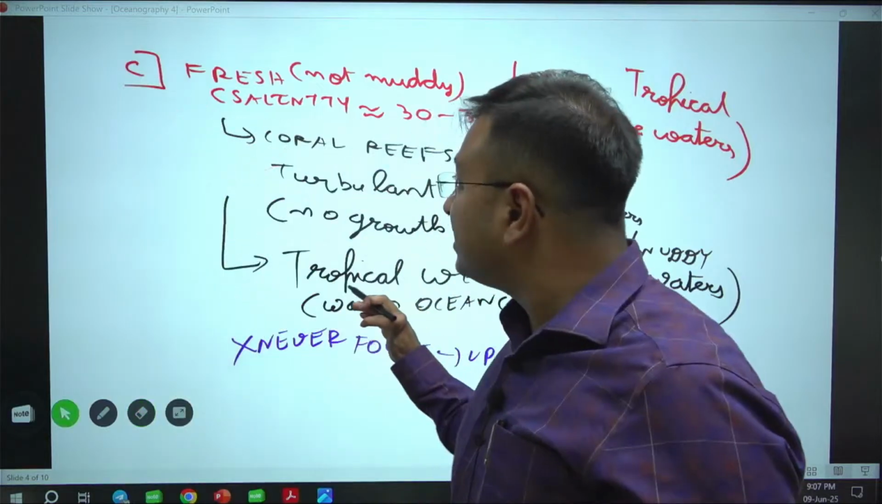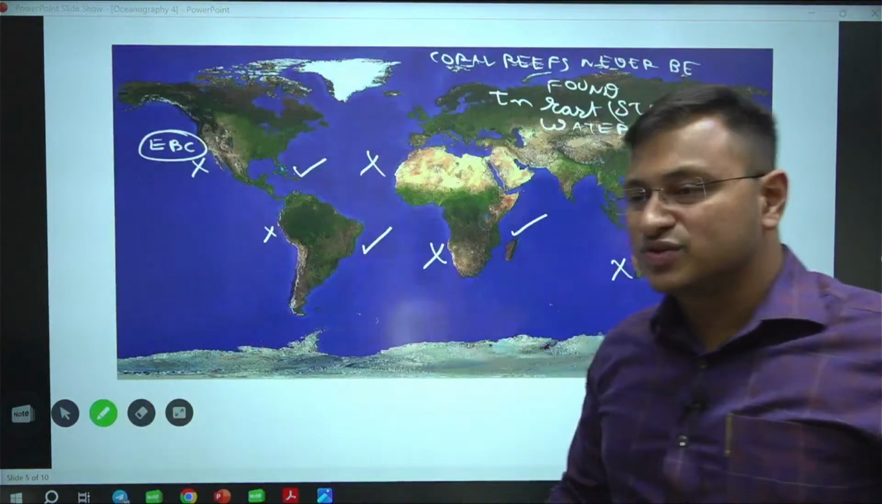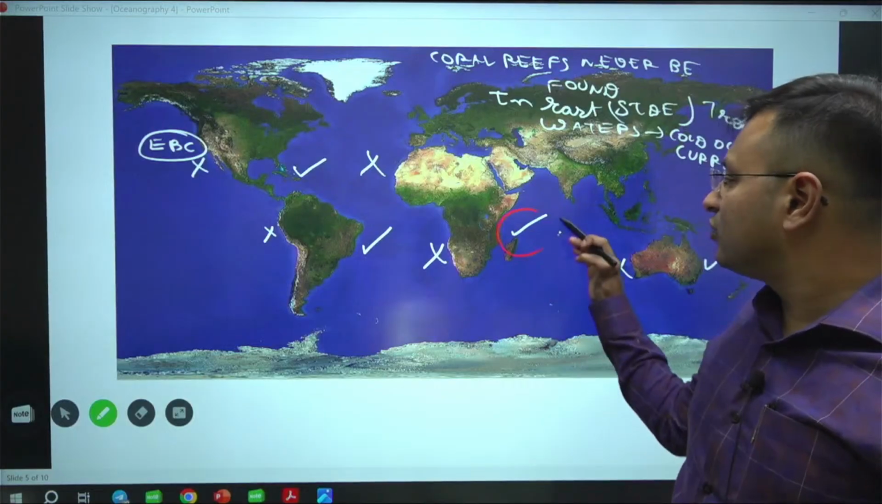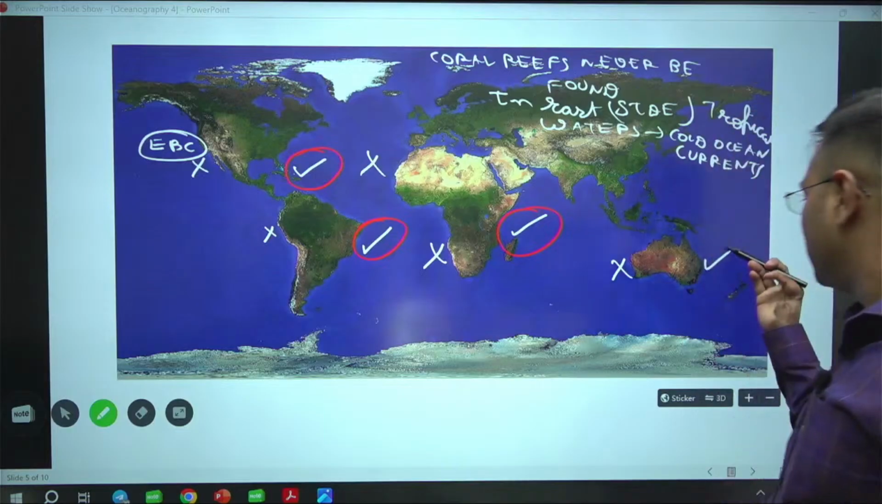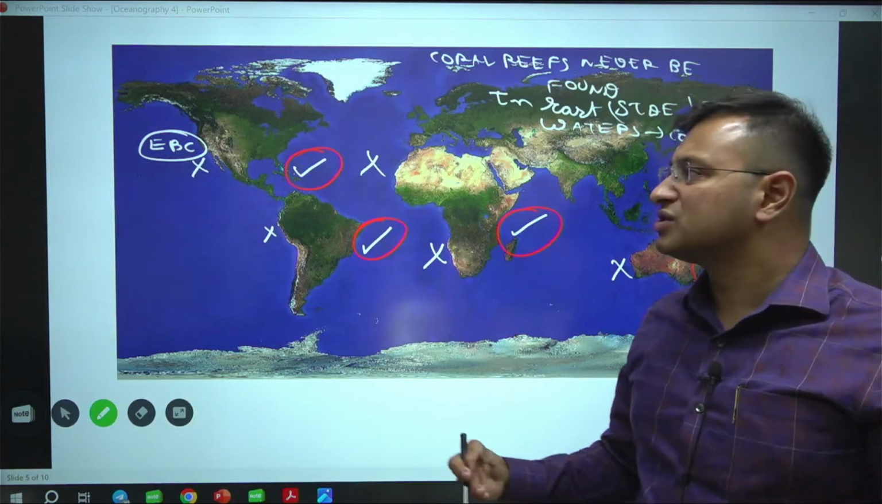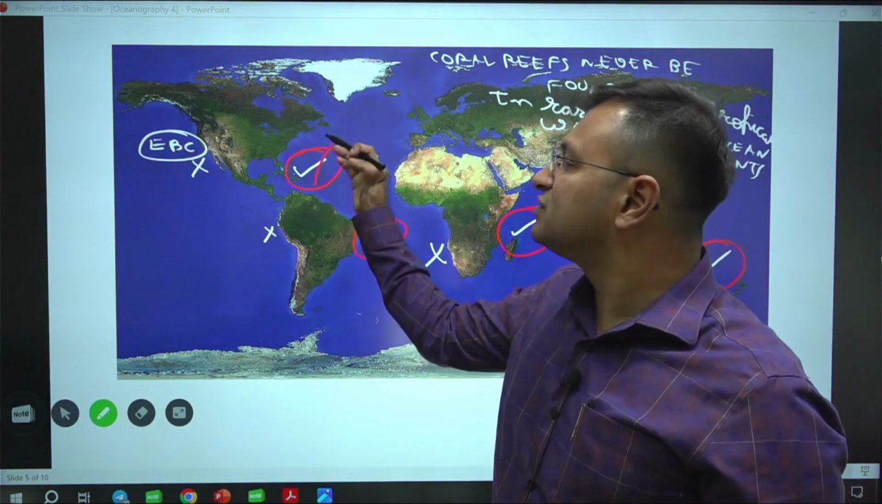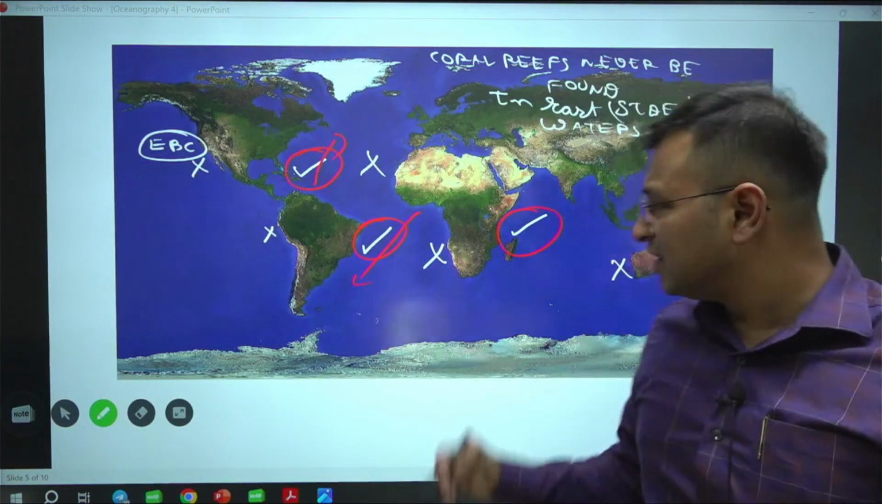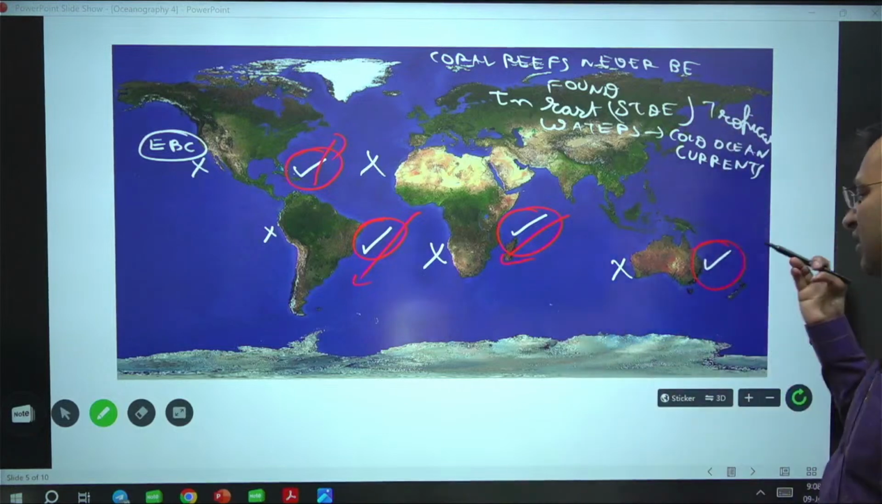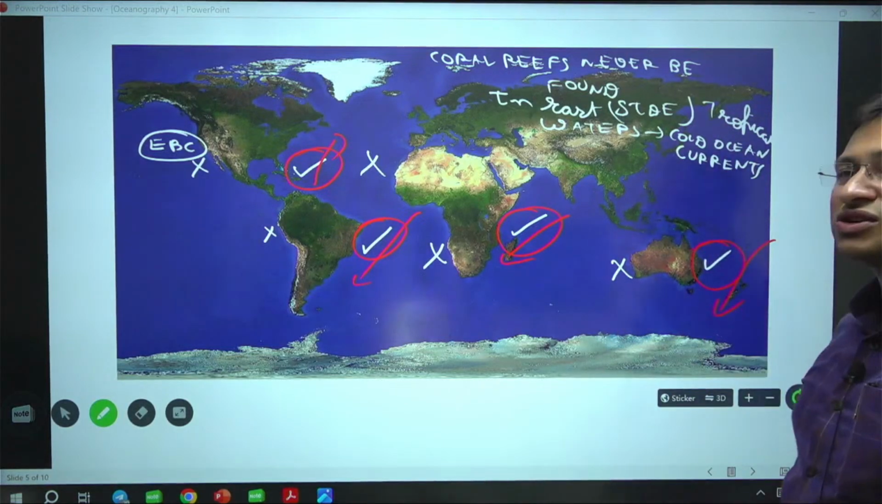You will always find coral reefs on the tropical western waters where you have warm ocean currents. So here you have the Gulf Stream or North Atlantic Drift. Here we have the Brazilian current. Here we have the Mozambique current. Here we have the Eastern Australian current.